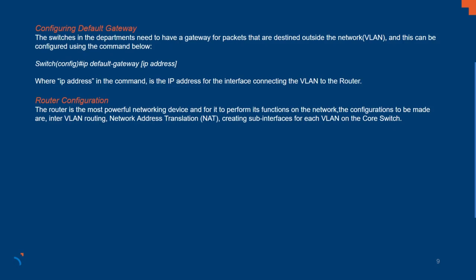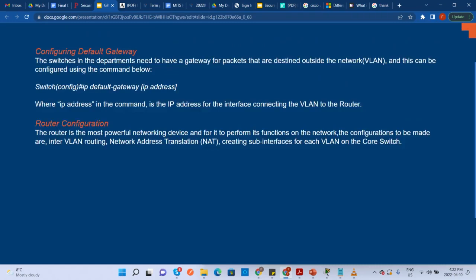The router is the most powerful network device, and for it to perform its functions on the network, the configurations to be made are inter-VLAN routing, network address translation, and creating sub-interfaces for each VLAN on the core switch. Now more of this will be explained in the demo, which I'll be showing now.